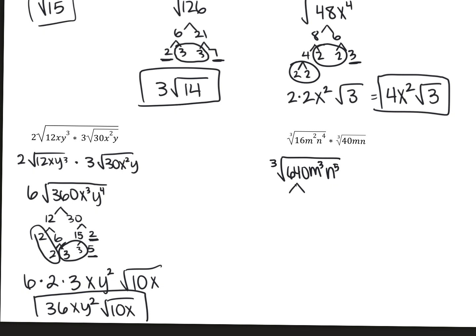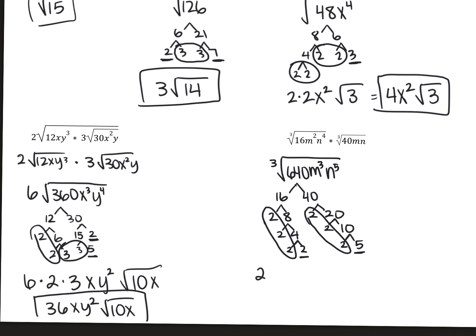Now I break down 640. I'm going to have 16 and 40. I'm going to have 2 and 8, 2 and 4, 2 and 2. Break down 40 as 2 and 20, 2 and 10, and then 2 and 5. So in this case, I'm looking for 3 of the same number. So I have 3 2s, and then I have another 3 2s. And I have a leftover 2 and 5.